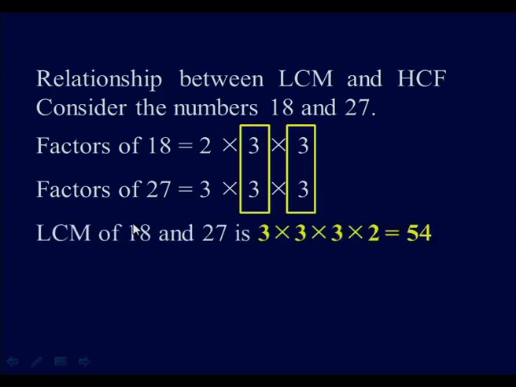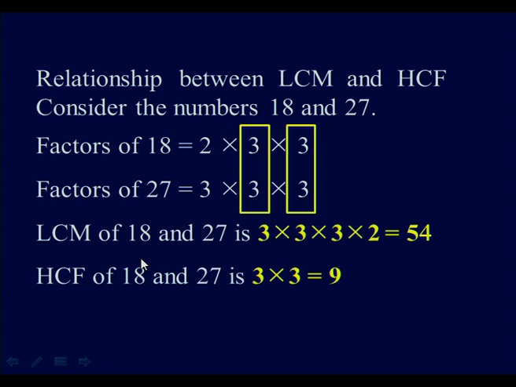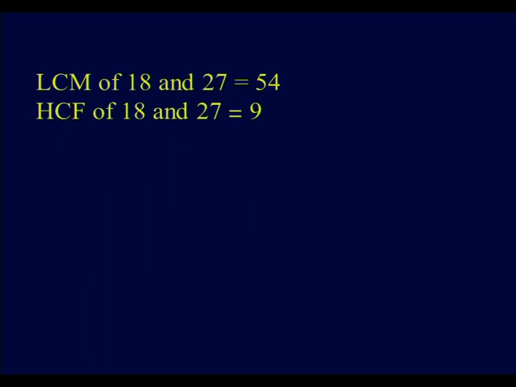LCM of 18 and 27, as we all know, we have to multiply the common factors and the extra factors which are left out here. So, 3 into 3 into 3 into 2 gives us 54 as the LCM. Next, HCF of 18 and 27 is 3 into 3, that is equal to 9. Now, LCM of 18 and 27 is 54, HCF of 18 and 27 is 9.